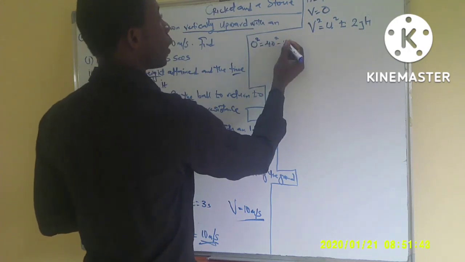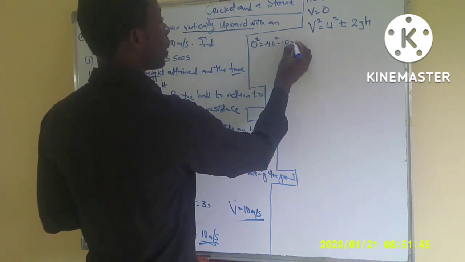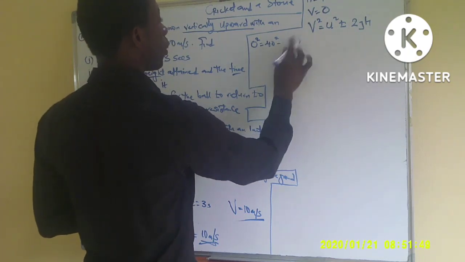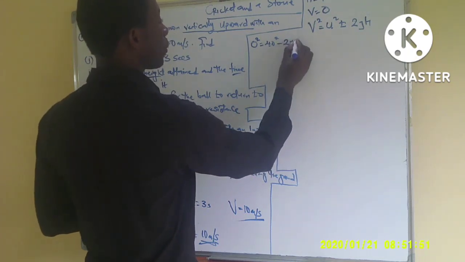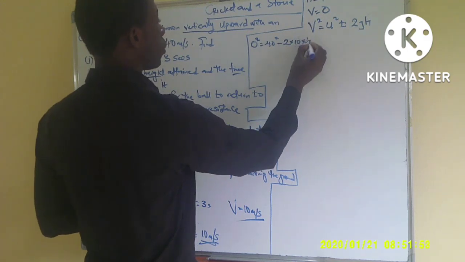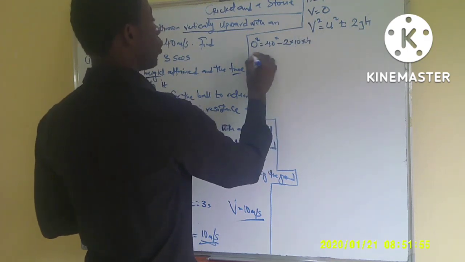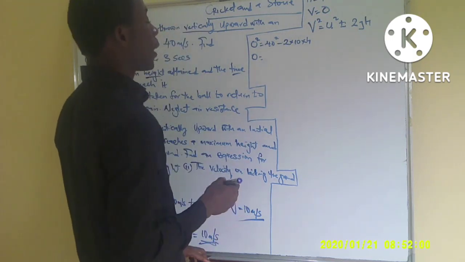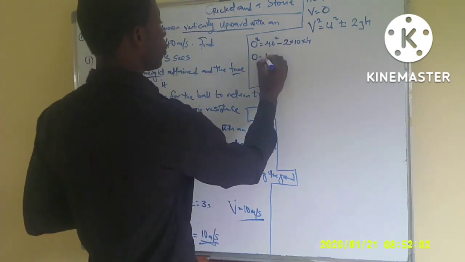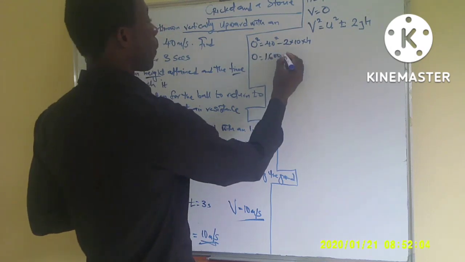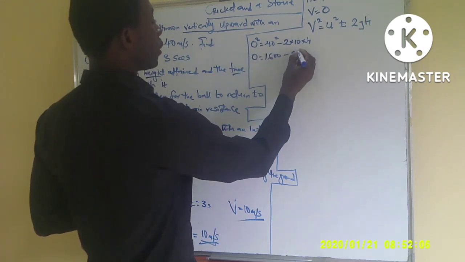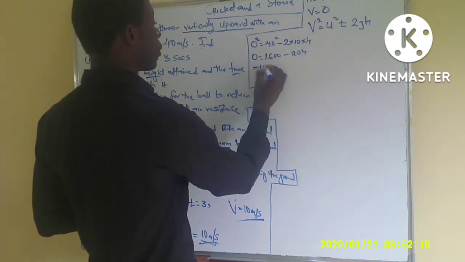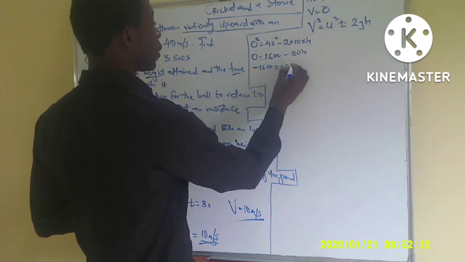So negative 10 times, what is h? H is what we are looking for. Sorry, minus 2 times 10 times h. So 0 is equal to what? 40 squared, to give us 4 times 4 is 16. Then 40 squared will give us 1600 minus 20h. So we are going to have minus 1600 is equal to minus 20h.